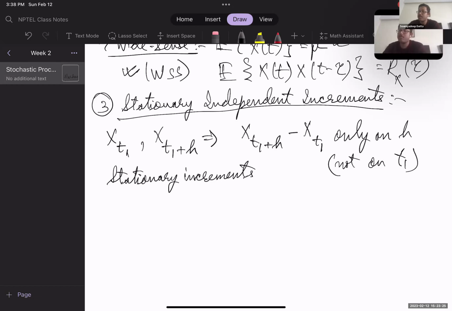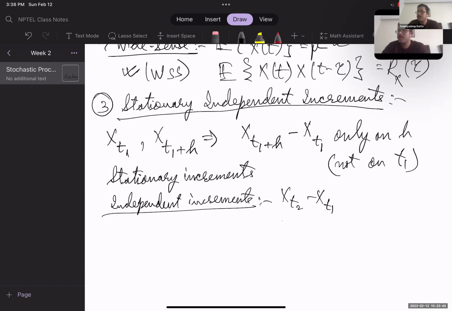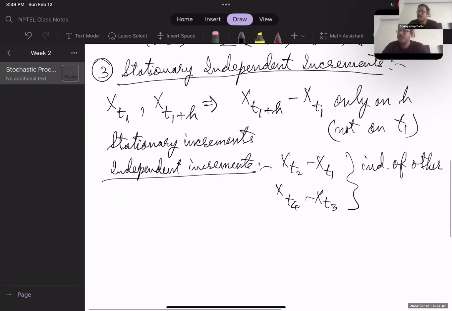But one important process follows this. And by independent increments, we mean that, let's say, x of t2 minus x of t1 and x of t4 minus x of t3 should be independent of each other. The values of t4 and t3 shouldn't impact the values of t2 and t1. Both of these are independent. So that is independent increments.